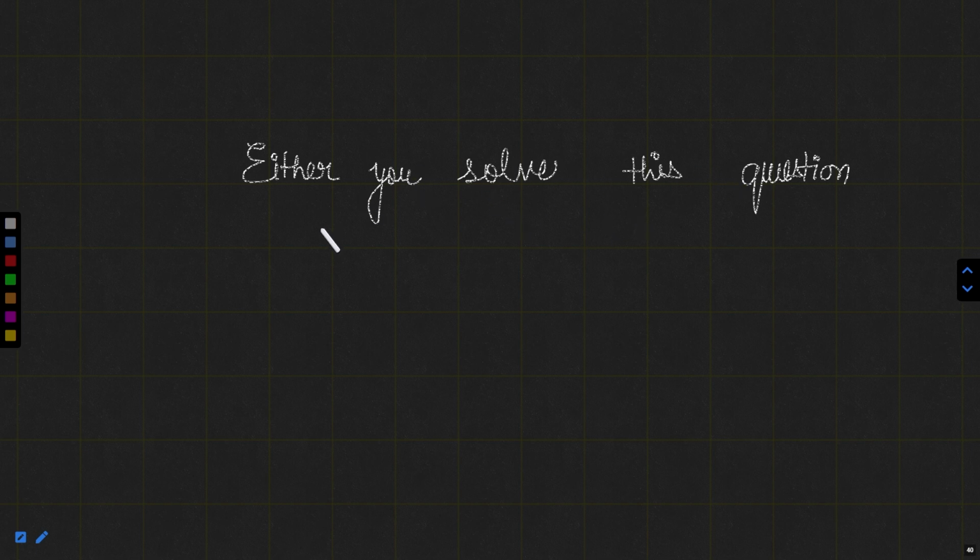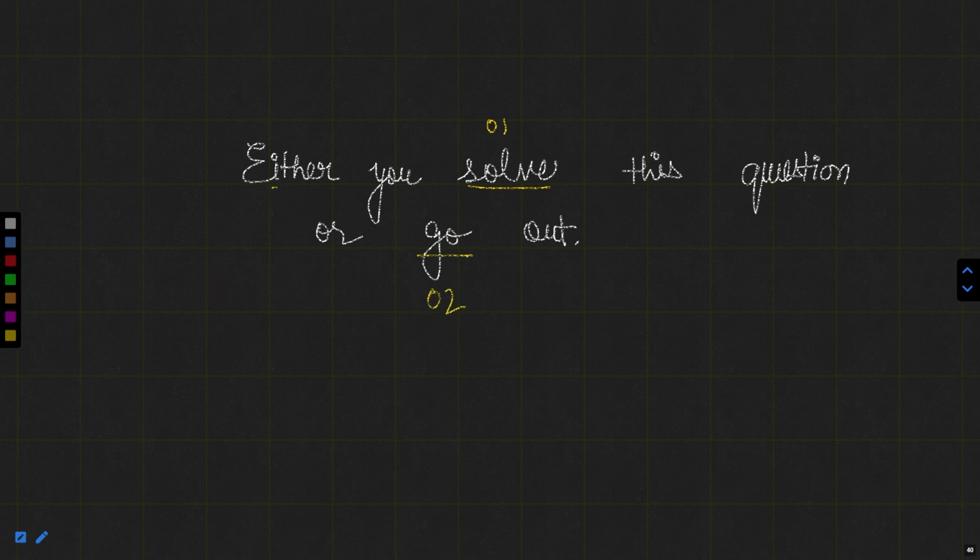So either you solve this question or go out. Suppose this is the sentence and I'm saying you that you have two options, either you solve this question or go out. Now we have two options. What are the two options? First one is solve. This is option 1 and go is option 2.